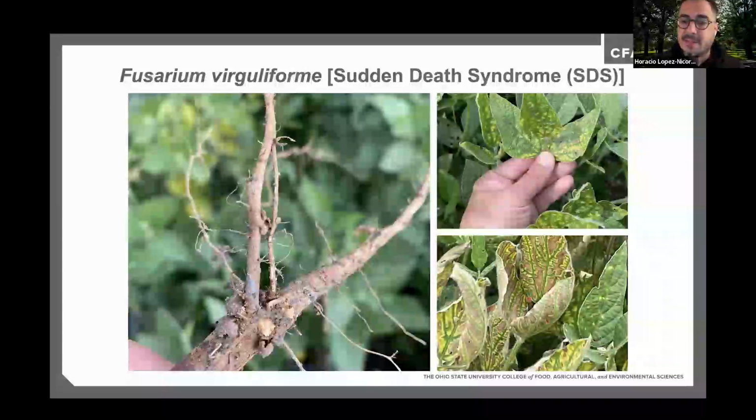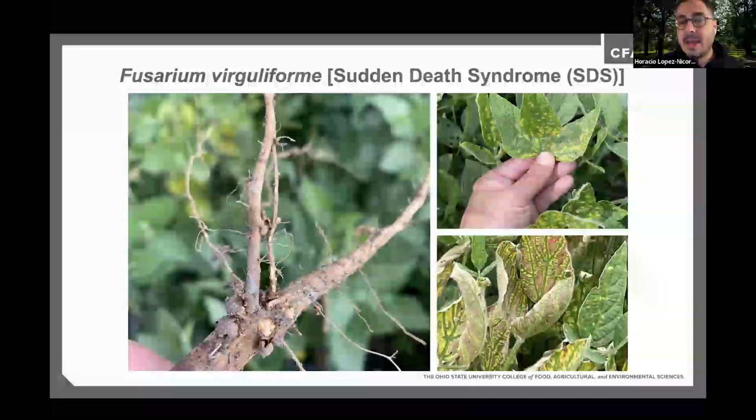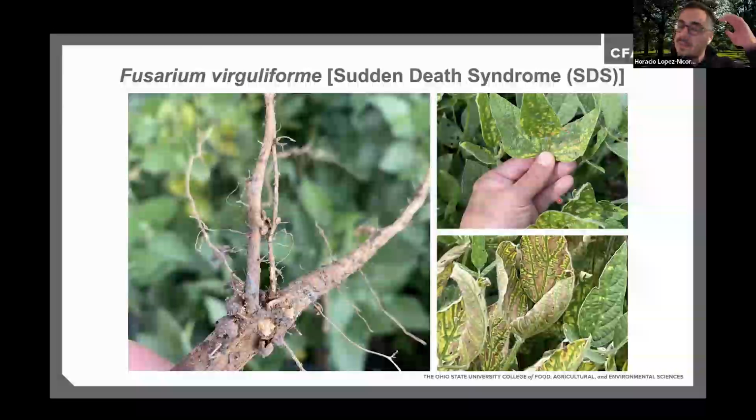Now, unfortunately, these types of symptoms can be caused by other pathogens. Brown stem rot is a disease caused by a different pathogen, but will have the same type of symptoms. Red crown rot is a disease caused by a different pathogen. We're going to talk about red crown rot, but it causes exactly the same symptoms. So just by looking at the leaf and saying, oh, I have a little bit of SDS or I have SDS, is not enough and not sufficient.